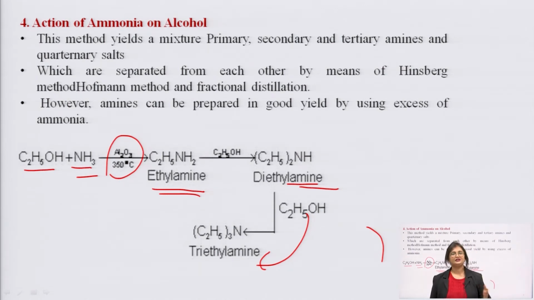The other reaction is the action of ammonia on alcohol. When ammonia is made to react with alcohol, a mixture of amines is formed, which are primary, secondary, tertiary amines and quaternary salts. This mixture can be separated with the help of three major processes: the Hinsberg method, the Hofmann method and fractional distillation. Using these three methods, the resultant products can be separated from each other.